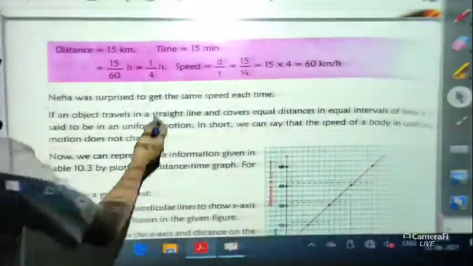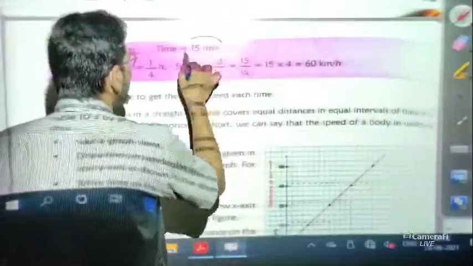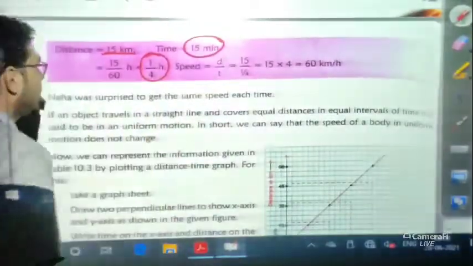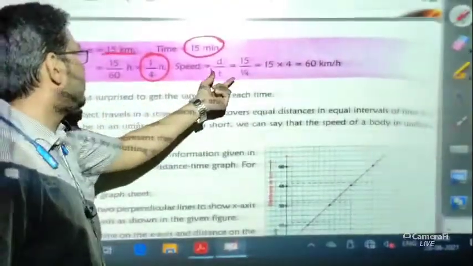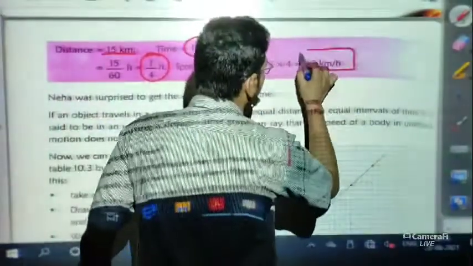We can convert this time into hour. Here it is written kilometer, and time is in minute. So 15 minutes means how much hour? 15 divided by 60, that means 1/4 hour. So what will be the speed? Total distance divided by total time. 15 divided by 1/4, that means 60 kilometer per hour.